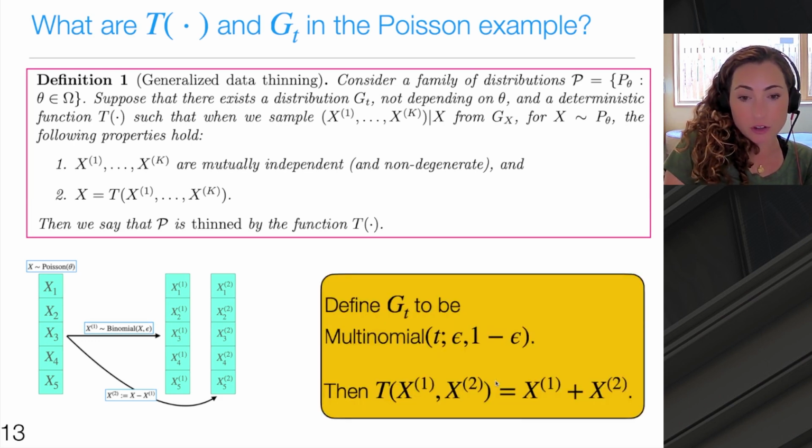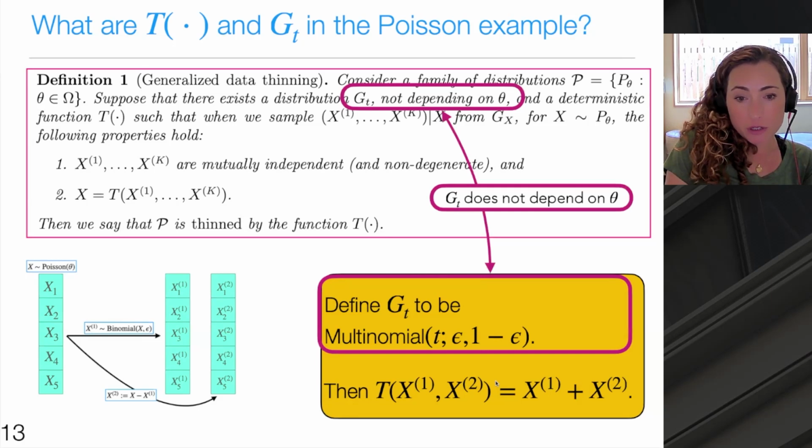So just to understand this example, here my conditional distribution g sub t is just multinomial, because the distribution of x1 and x2 conditional on x is just a multinomial distribution. And again, the function capital T is addition. Okay, so we can see that binomial thinning of a Poisson random variable satisfies this definition of data thinning.